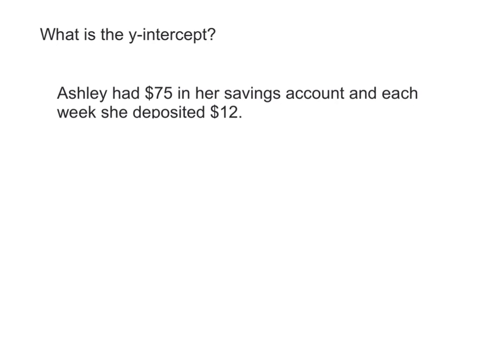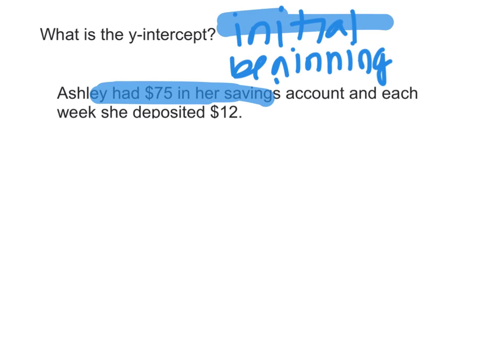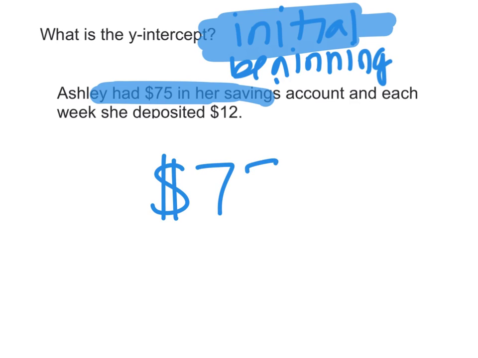In a word problem, when I'm looking for my y-intercept, I'm looking for my initial, or my starting, or my beginning value. Any of those key phrases or those ideas. So Ashley had $75 in her savings account, and each week she deposited $12. So what she started with, that 75, that's going to be her initial amount, or her beginning. So my y-intercept in this case is going to be $75.